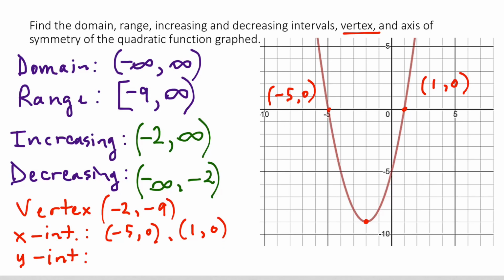And then the y-intercept, of course, would be the place where it crosses the y-axis, and that would be the point x is 0, y is -5, and I'm reading that directly off the graph. So be on the lookout for whether they're asking you for the ordered pair or how the question is worded.